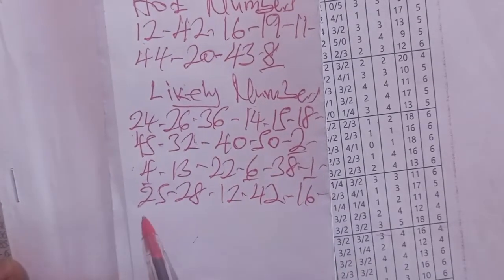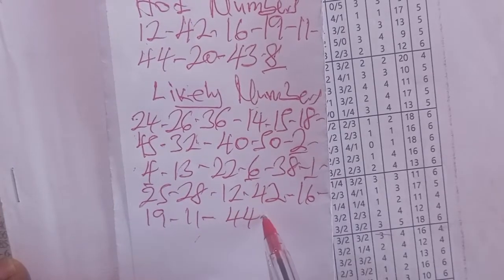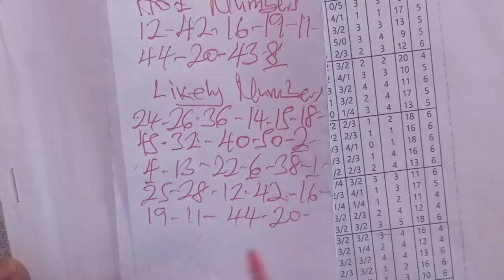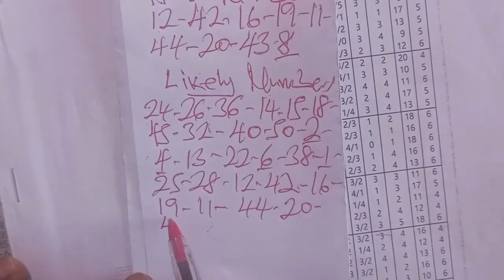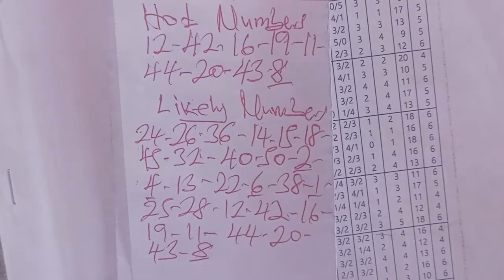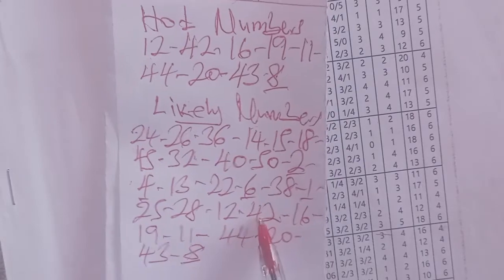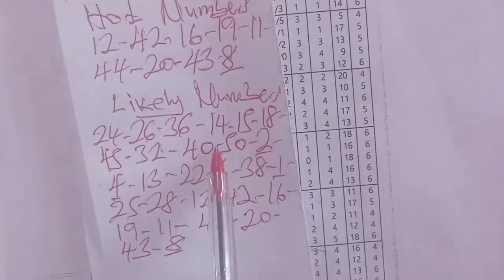16, 19, 11, 44, 20. We are adding the hot numbers 43 and single 8. All right, so this is the entire prediction for the Euromillions lottery system today.